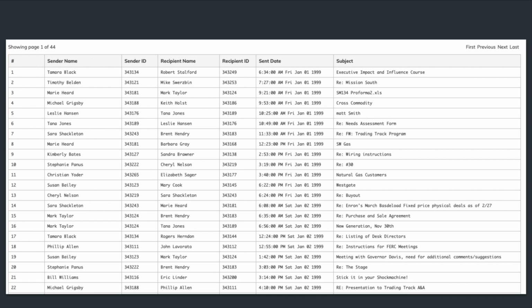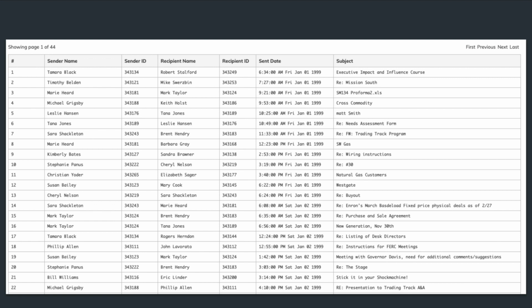It's very good at performing operations like sorting. I could sort these by date and ask what was the first email that was sent. It's very good at filtering. I can say, show me only the emails that were sent by Timothy Belden, and it would filter down and show me only those. It's good at all of these kinds of things. So there's nothing wrong with this as a visualization.